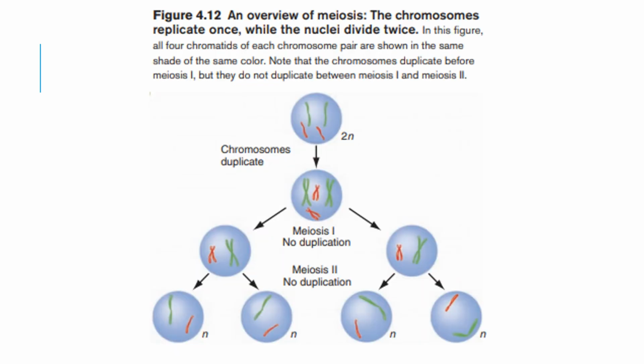So this figure shows the summary of meiosis. The chromosomes replicate once while the nuclei divide twice. All four chromatids of the chromosome pair are shown in the same shade of the same color. Take note that the chromosomes duplicate before meiosis I and do not duplicate between meiosis I and meiosis II.